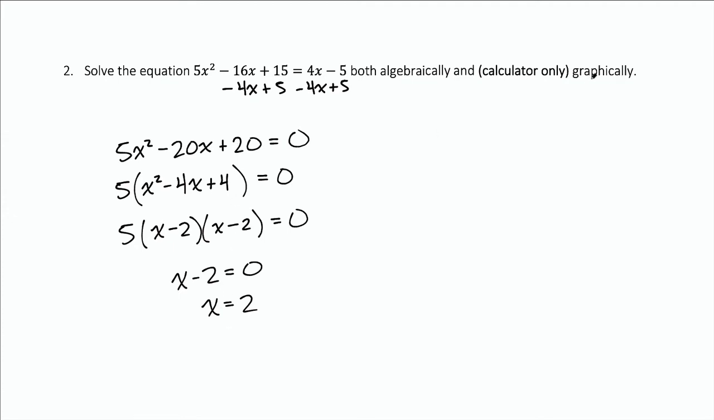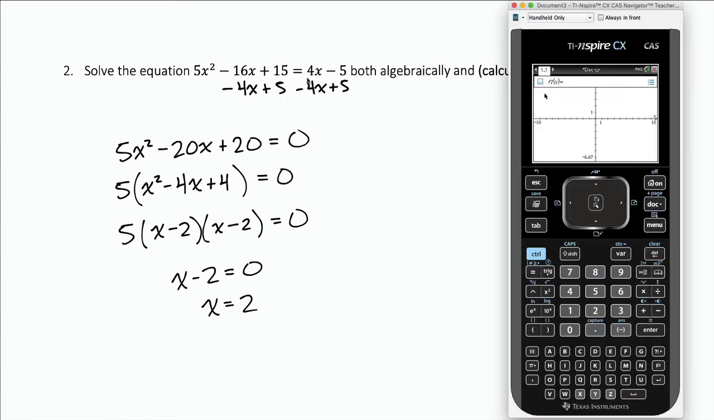For a graphical solution, we can do it in two ways. One way is to graph both sides of this equation. So let's go ahead and do that. We graph our 5x squared minus 16x plus 15. And then we will graph 4x minus 5. So click Tab to put in another function, 4x minus 5, hit Enter.